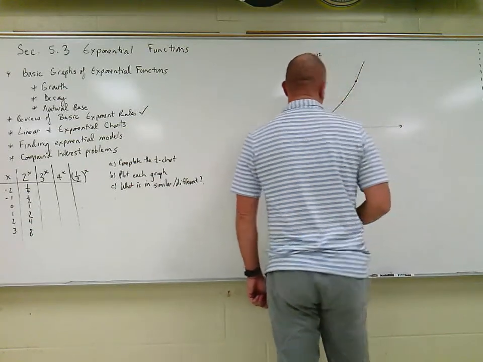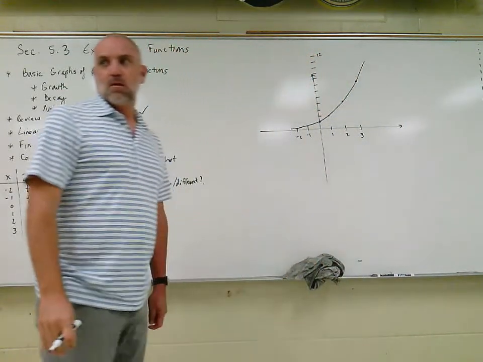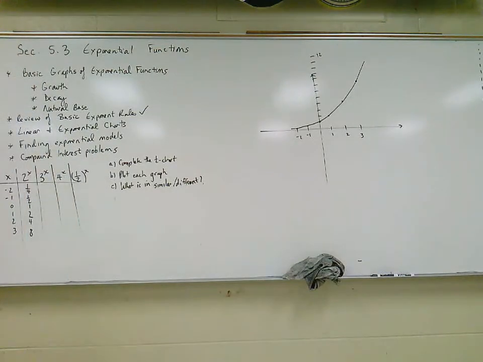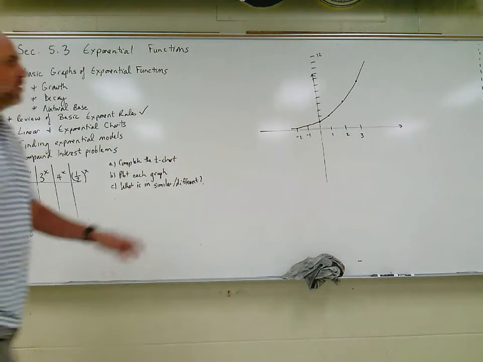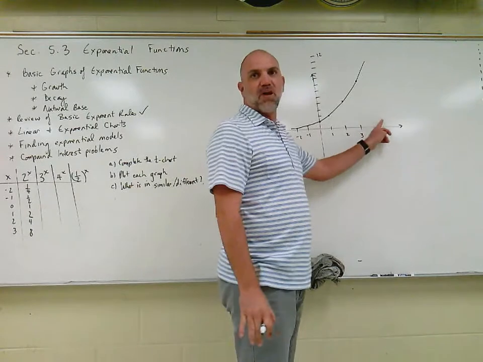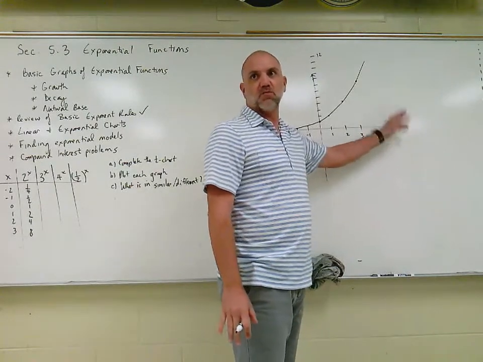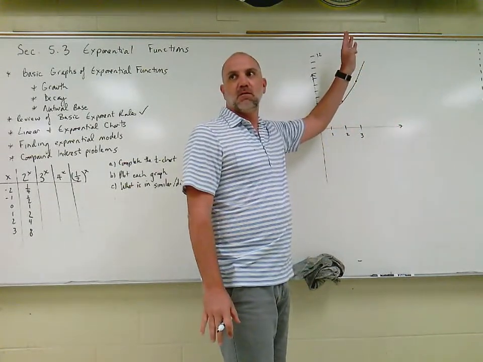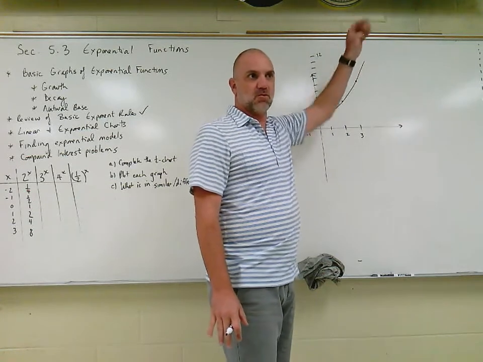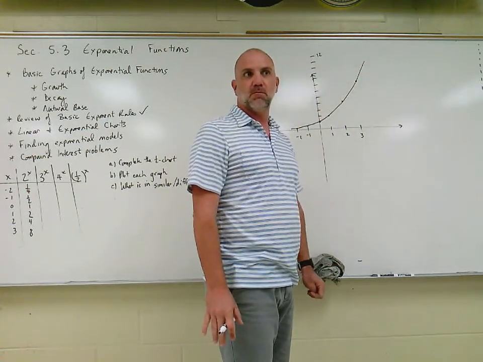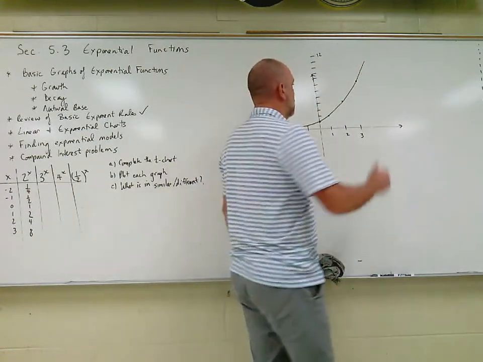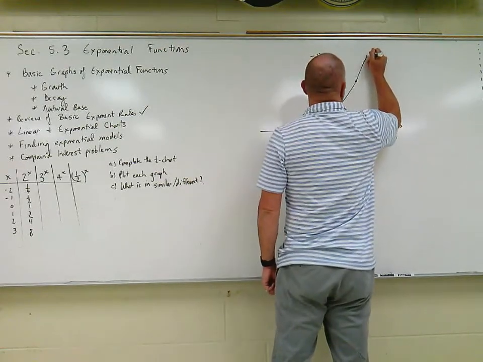All right, so right now, I've gone ahead and done that first graph. So let me ask you this. If we keep picking 4, 5, 6, 7 on the x's, what's going to happen to the graph? Is it going to keep doing what it's doing? Is it going to keep going up? Yeah. Okay. So as we go right, it's going up.